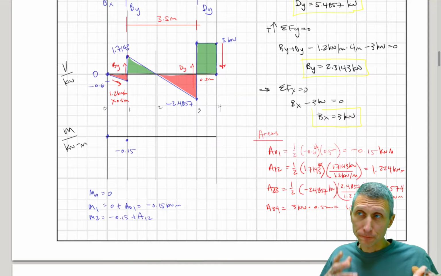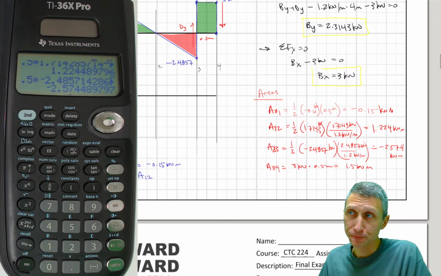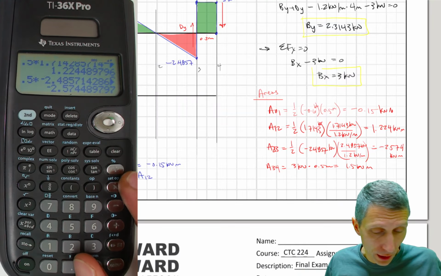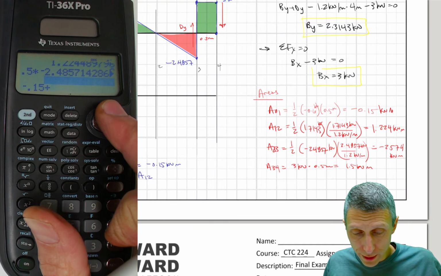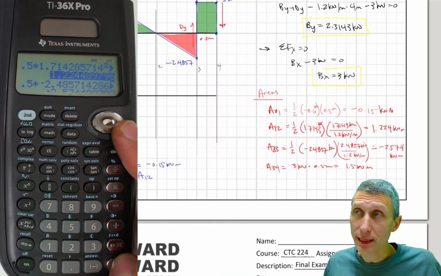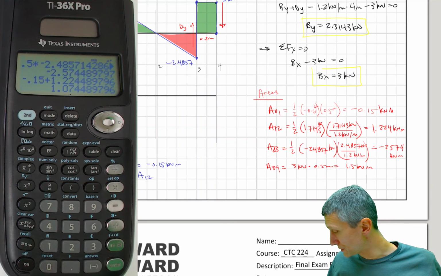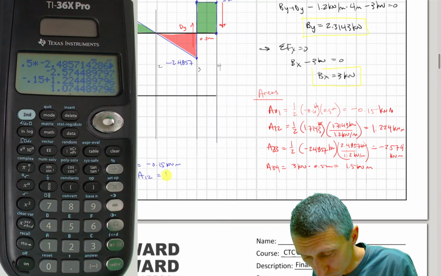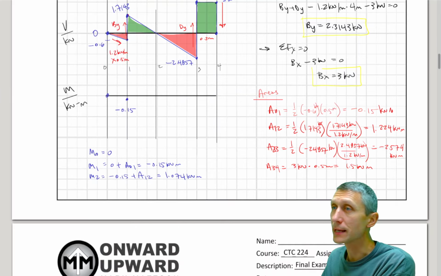This is where I like to get a running tally in my calculator. I've got minus 0.15 plus 1.22, that's the next area, and I'm going to get 1.074. So this is going to be equal to 1.074 kilonewton meters. Okay, so that's that value.